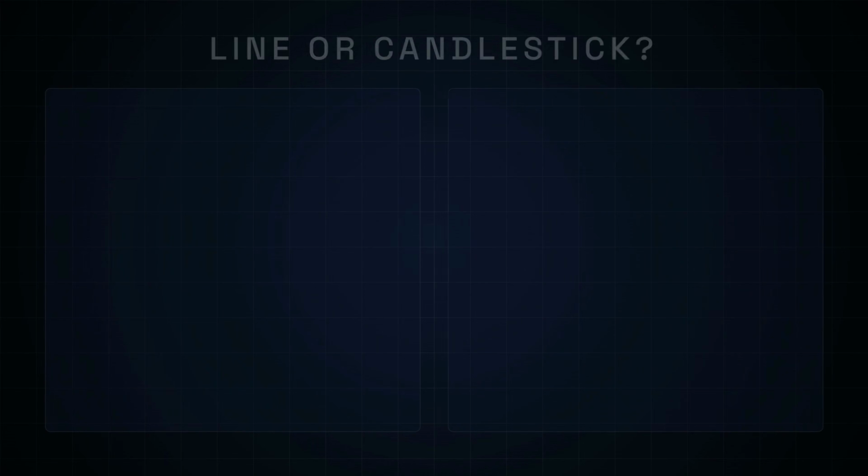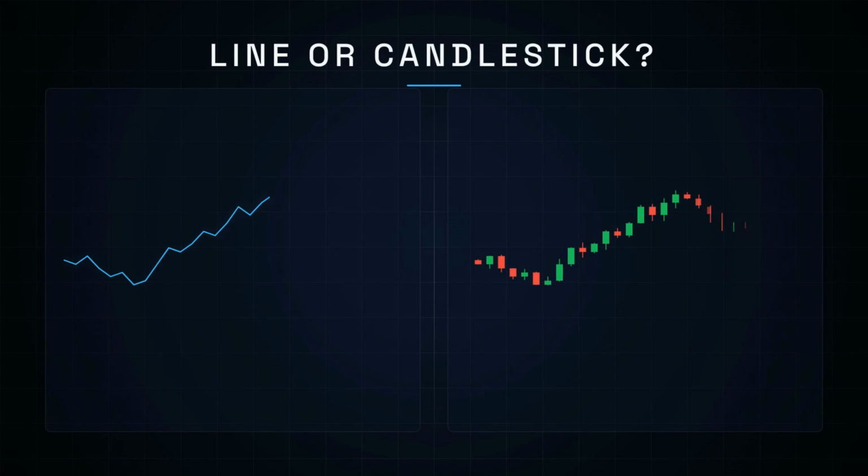Now, a beginner might ask an obvious question. If a simple line chart already exists, why should we use candlesticks? Because a line chart mainly shows the closing movement. A candlestick tells us where price opened, how high it went, how low it went, and where it finally closed.